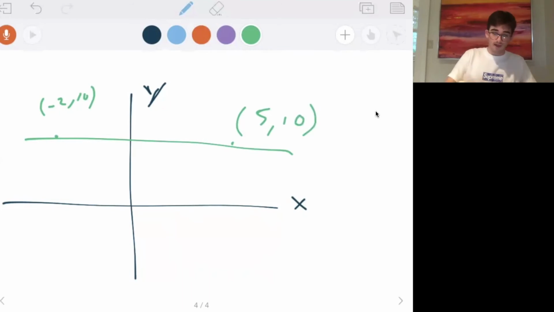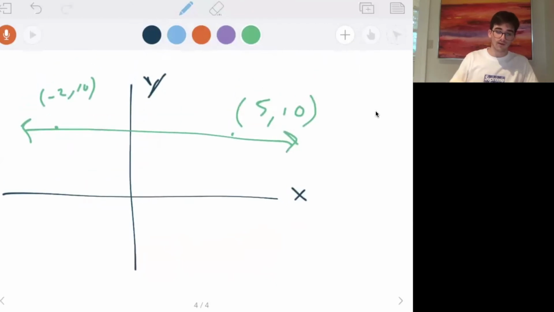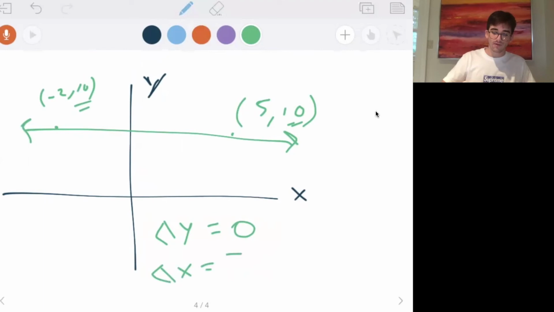You'll notice that this line is perfectly horizontal. It's not increasing and it's not decreasing. It's just staying flat. Well, let's calculate the slope. Change in y, we went from 10 to 10. You can put that in the calculator, or you can just recognize that that change is 0. The change in x was from -2 to 5. That's an increase of 7.